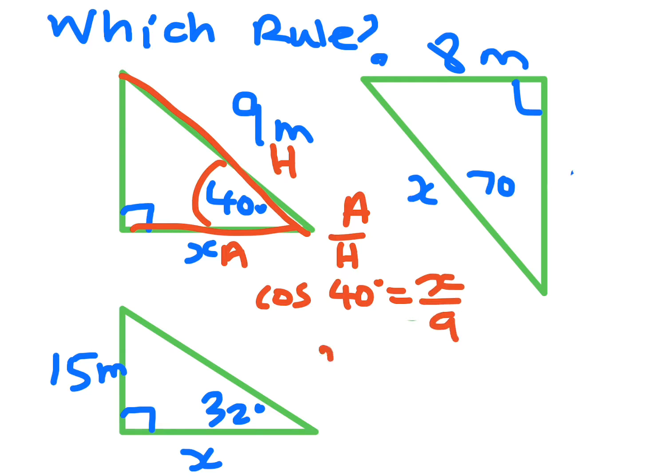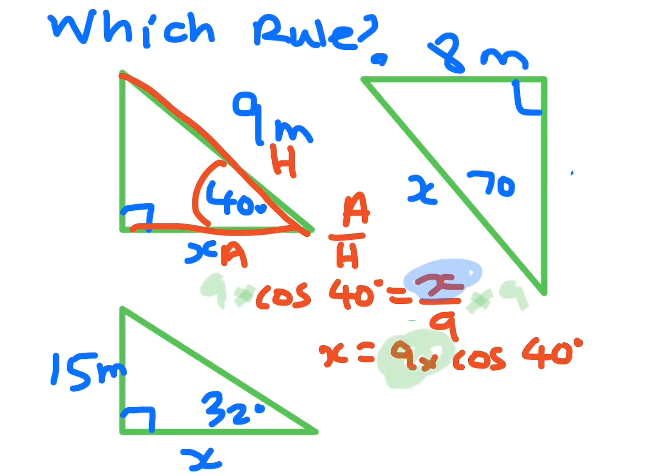And then x will be 9 times cos 40. Because if you look at that, it's going to be times because x is on top. So when you get rid of the 9 here, you times it on both sides. So that's why it'll be 9 times cos 40.